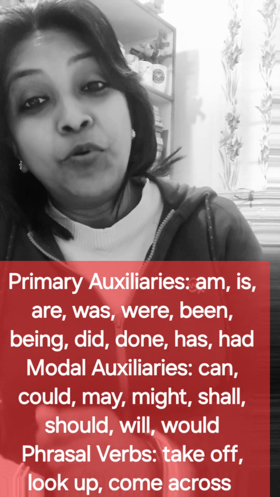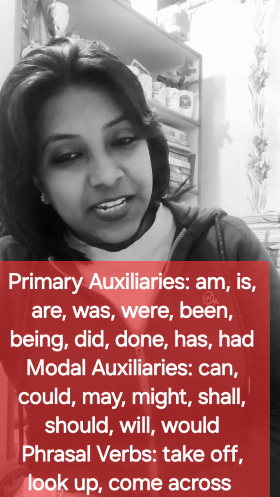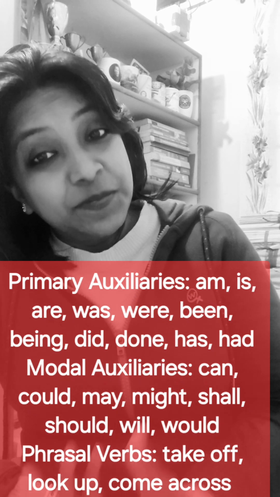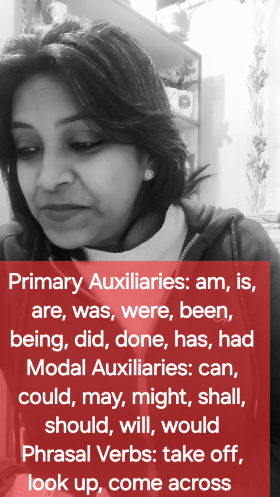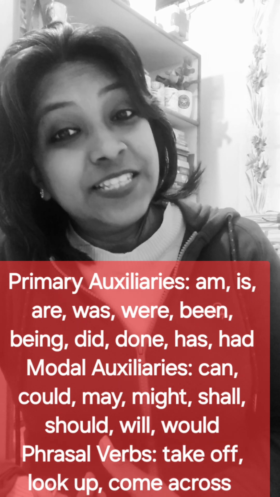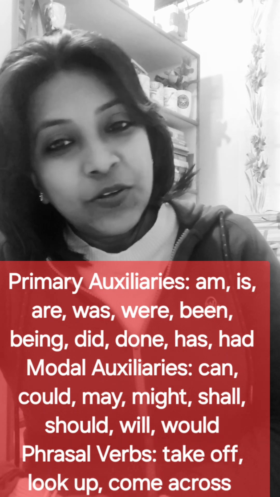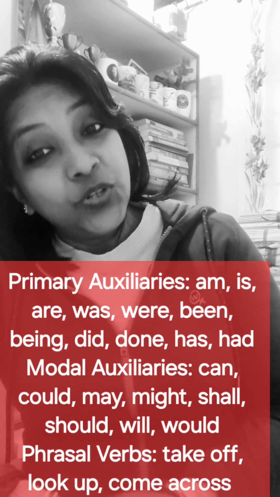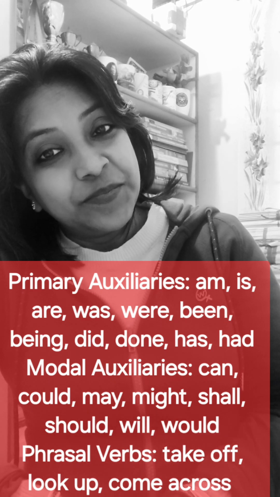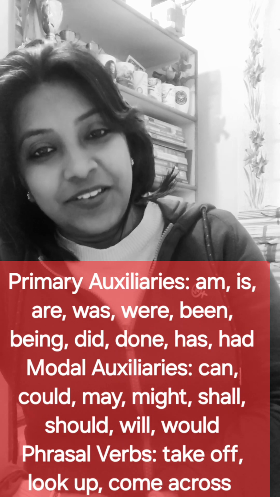And so what are modal auxiliaries now? They indicate modality. Modal auxiliaries indicate modality. They express, what do they express? Certainty, possibility, willingness, yes, obligations, and also necessity and ability. Now, what are the examples of modal auxiliaries? Can, could, may, might, shall, should, right? These are all examples of modal auxiliaries.